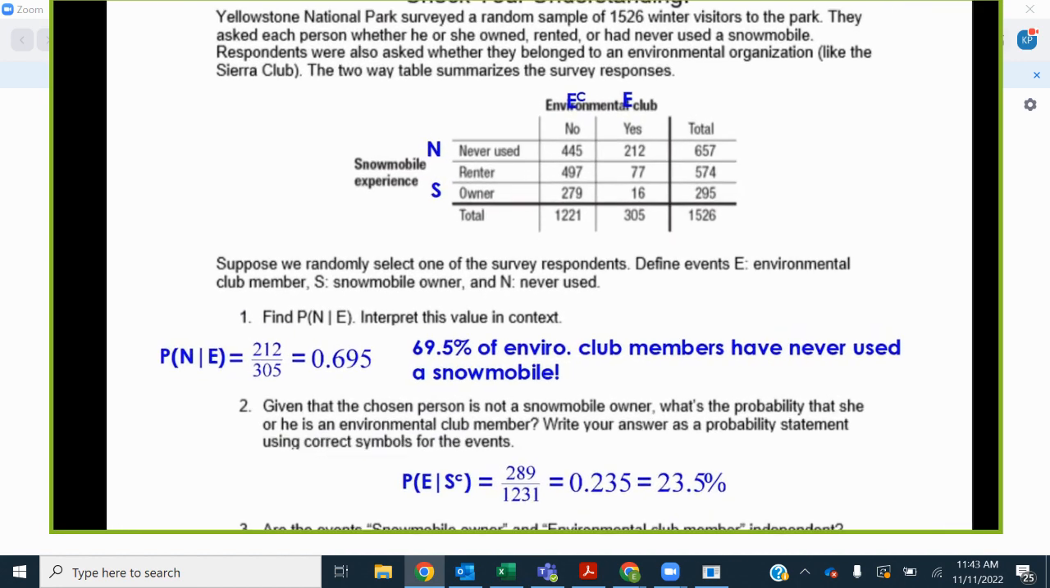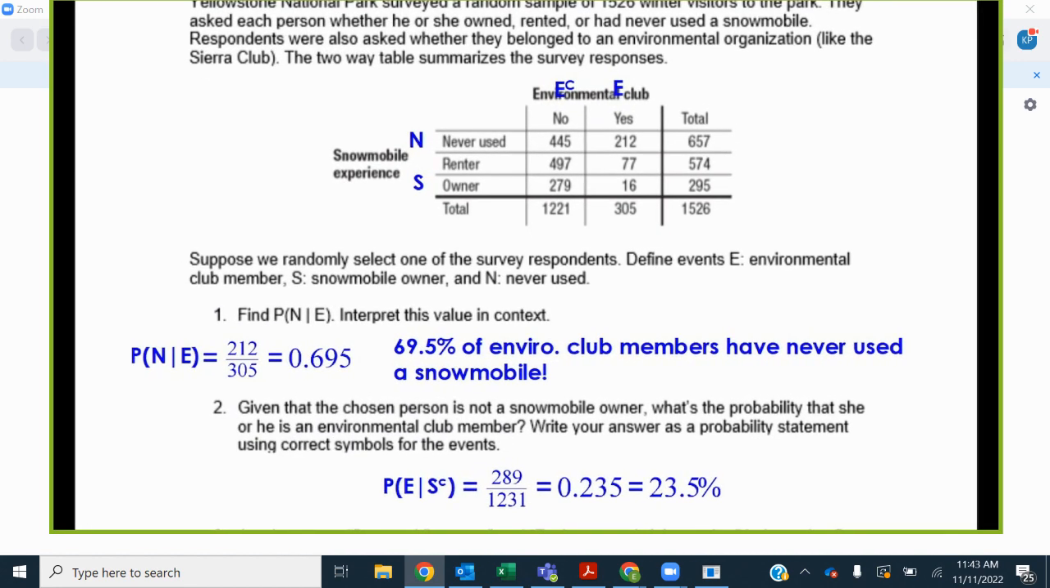All right, here they are. Find P of N given E. So E is environmental club. That was this group. We want 305 to be the denominator, and then because we're looking at only 305, my numerator can be from only that column, so 212.